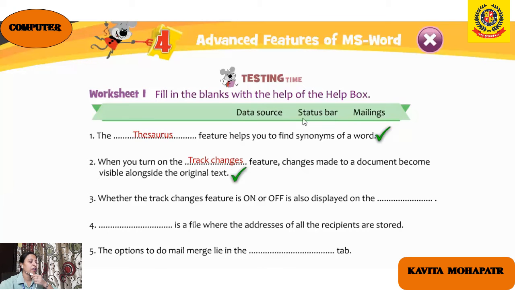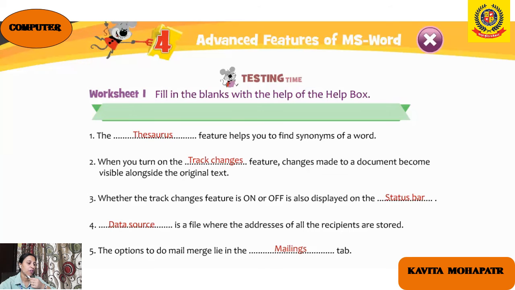So again I am repeating, the thesaurus feature helps you to find synonyms of a word. When you turn on the track changes feature, changes made to a document become visible alongside the original text. Whether the track changes feature is on or off is displayed on the status bar. Data source is a file where the addresses of all the recipients are stored. The options to do mail merge lie in the mailing tab. So worksheet 1 done. Now worksheet 2.